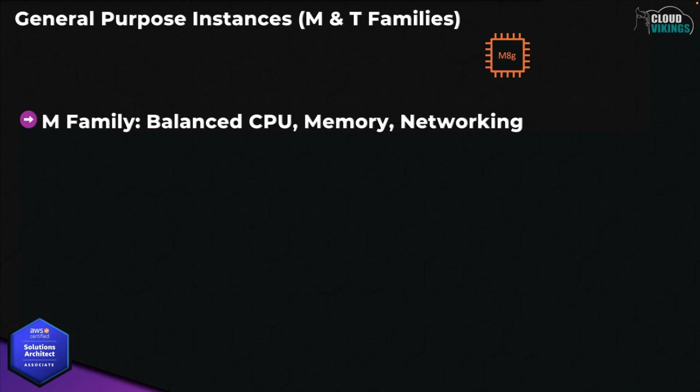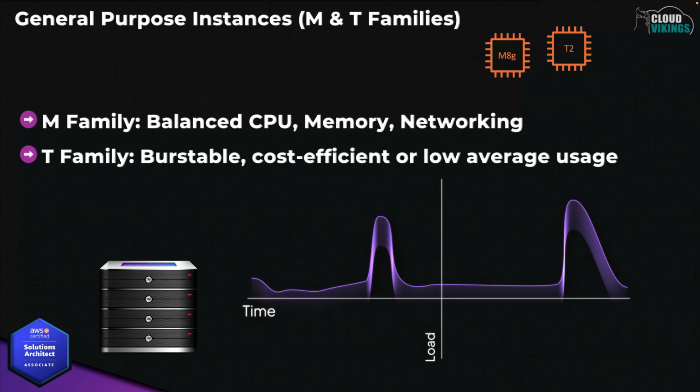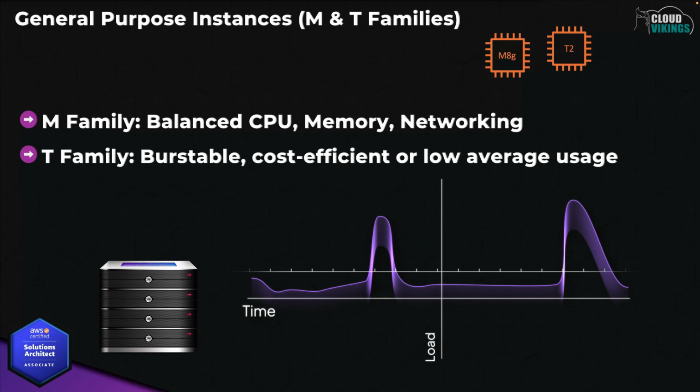Now, the T family is a special instance type offering burstable performance. These instances are designed for workloads that don't need full CPU power all the time. They provide a baseline level of CPU performance and then allow you to burst above that baseline when you have temporary spikes in demand. The way this works is that when the instance is idle or underutilized, it essentially accumulates CPU credits. And then when it needs to burst, it uses those credits to get more CPU cycles. This type of model is extremely cost-effective for workloads with low to moderate average CPU usage.